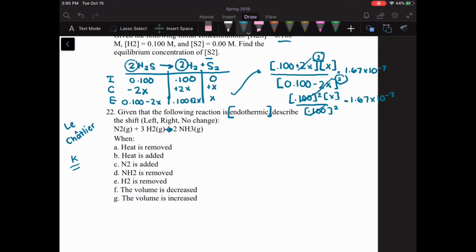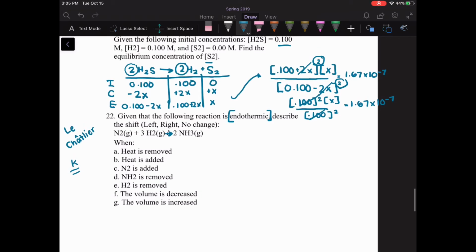Starting out, what you want to do is I like to consider heat as its own product or reactant. And remember, something that's endothermic, I have to add heat to make the reaction start.